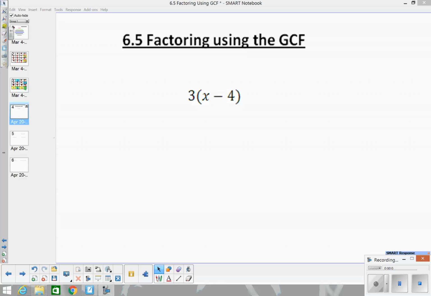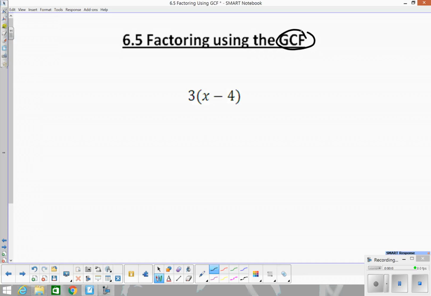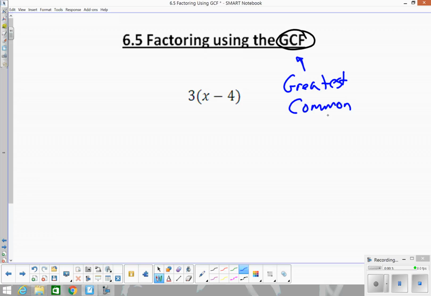All right, welcome back. Today we're going to be discussing factoring using the greatest common factor. So in short, we call that the GCF. So the GCF, if I refer to that, is called the greatest common factor. Okay, so let's break this down.